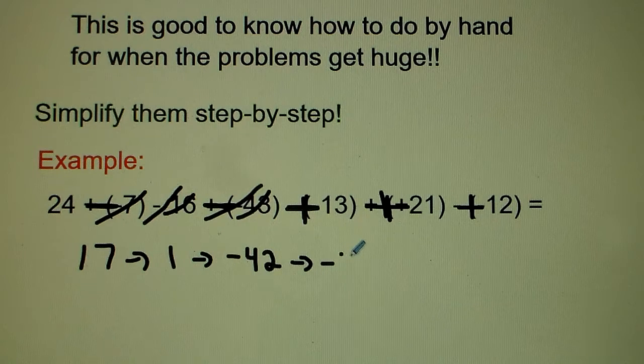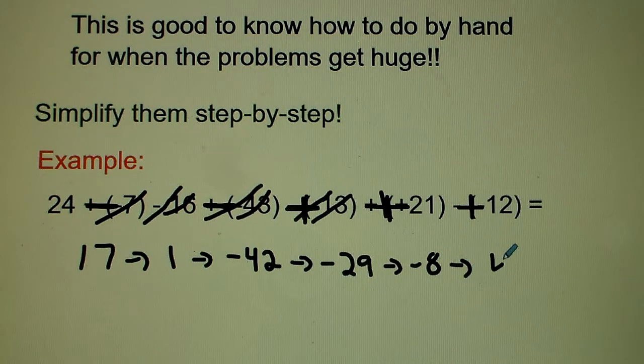negative 29. Negative 29 plus 21 gets us negative 8. And negative 8 plus 12 gets us positive 4. That's how we're going to get an answer of positive 4.